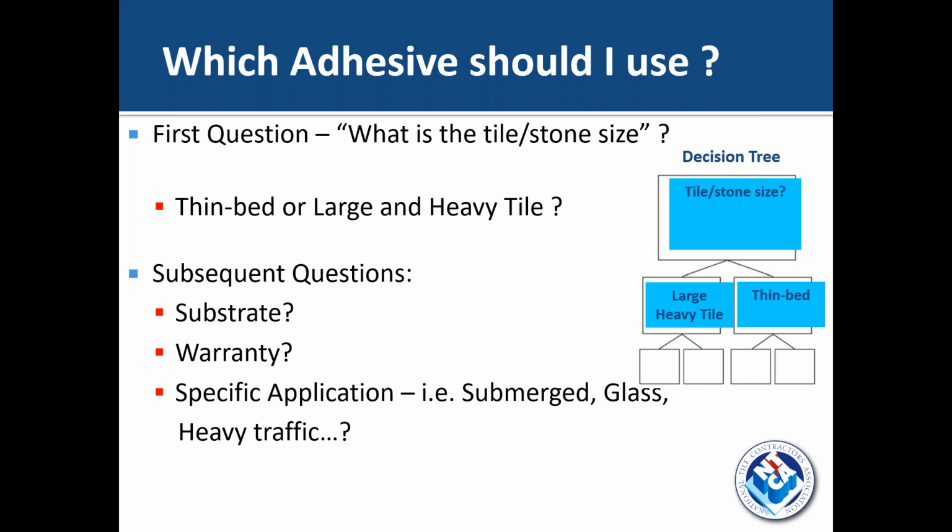Which LATICRETE product do you recommend for porcelain panels over Hydroban board for shower walls? Probably 257 Titanium. All right.